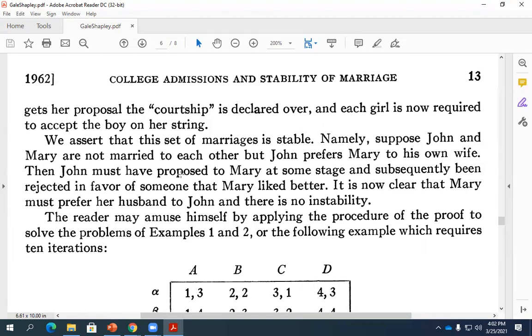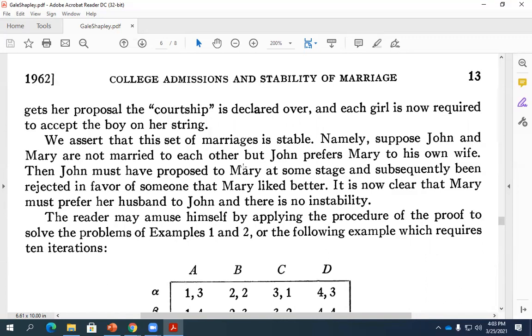Then John must have proposed to Mary at some stage prior, don't you see? If John preferred Mary, he would have proposed to her before, because you proceed through your list systematically as the proposer. So he would have proposed to Mary earlier, and what must Mary have done at some point? Rejected him in favor of someone else that she finds more appealing. Do you see?